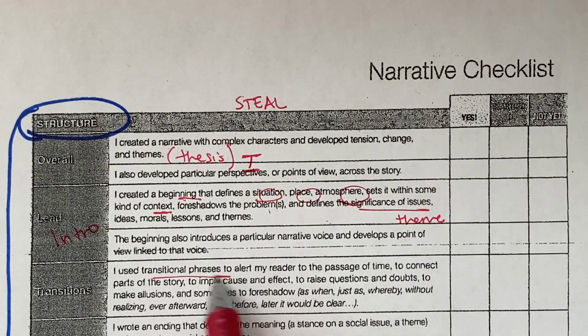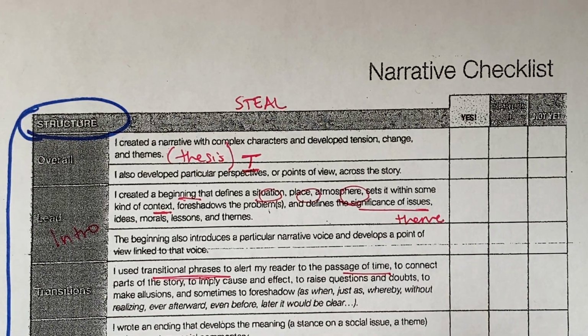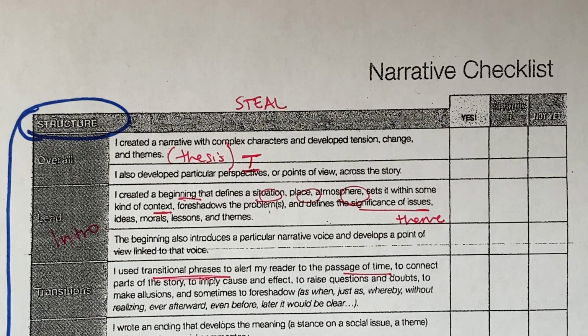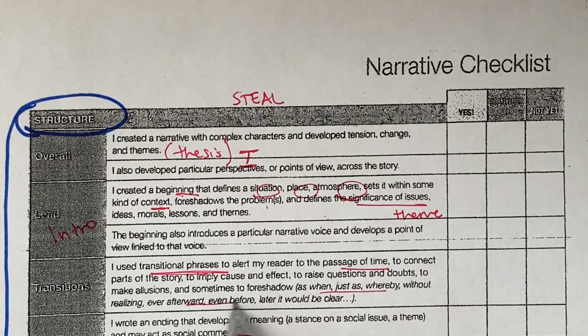Then we want to use transitional phrases to alert the reader to the passage of time, which is important. We don't want three days of nothing happening. We want you to say "three days later" and really get us to the moment. There are some examples here, and you can also look at our transitions handout from earlier.